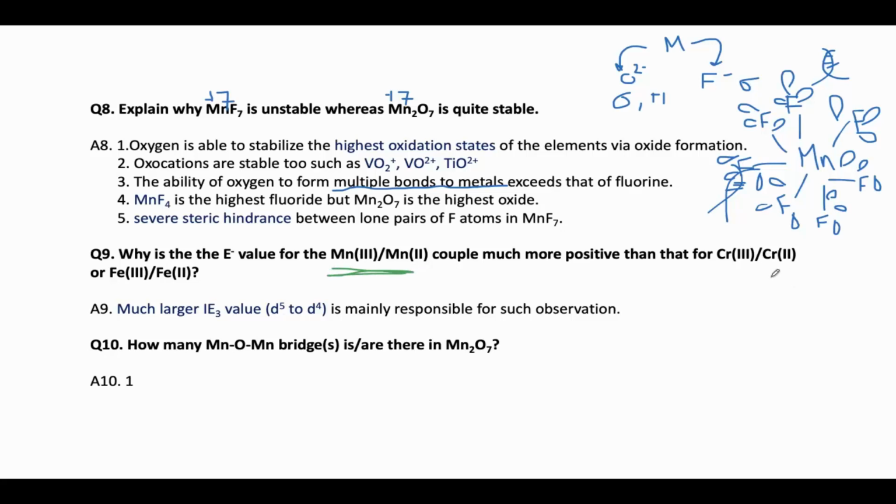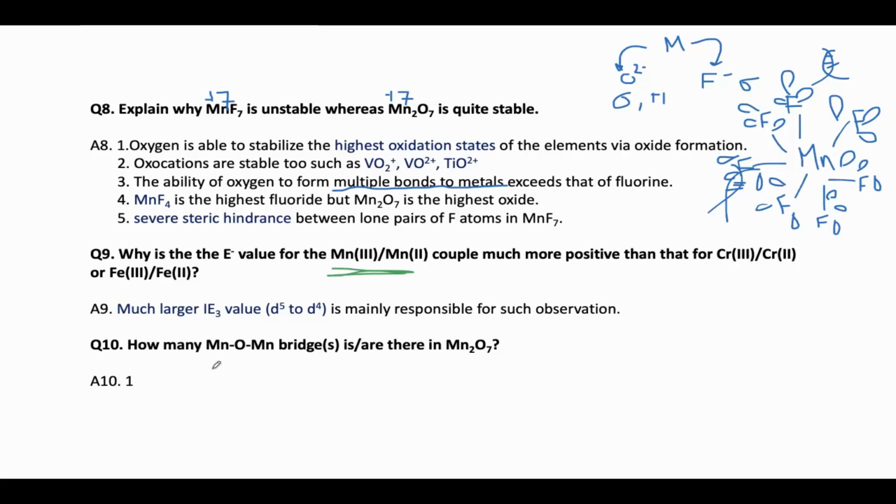But what happens in the case of chromium 2+ to chromium 3+? Chromium 2+ is d4. If it goes to d3, then it will have a t2g3 configuration, which is quite stable. And in the case of Fe2+ to Fe3+, Fe2+ is d6 and Fe3+ is d5. So it will also have the d5 configuration, which is also quite stable. So in the case of the manganese 2+ to manganese 3+ couple, the much larger third ionization enthalpy value, because it is the transformation from d5 to d4, is mainly the culprit behind this observation.